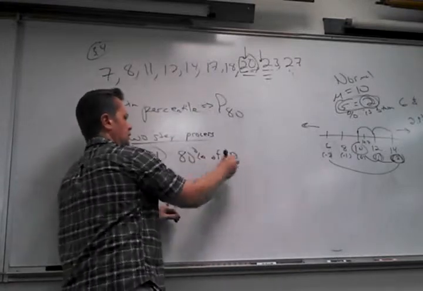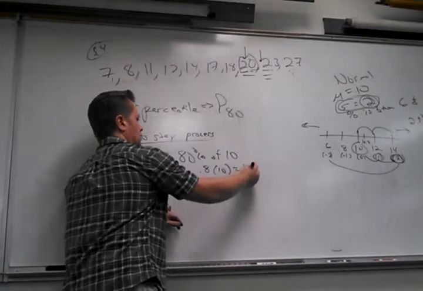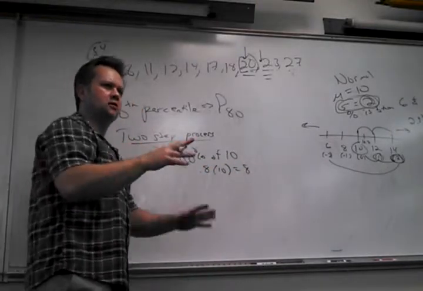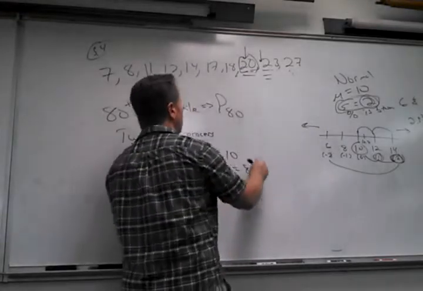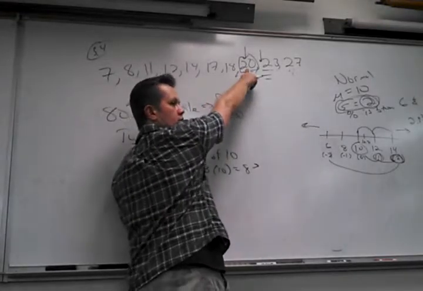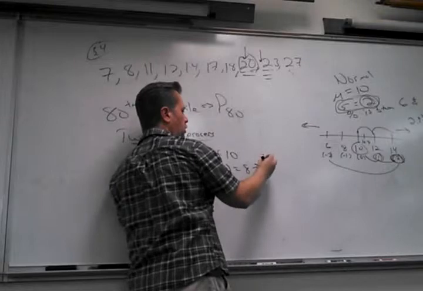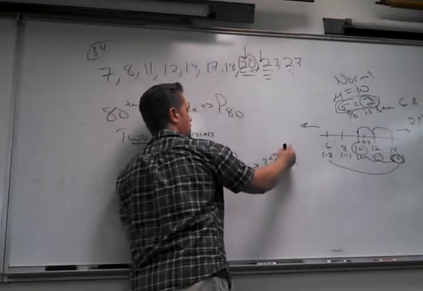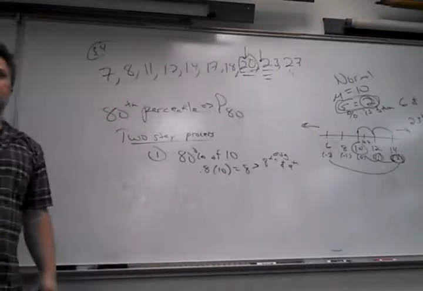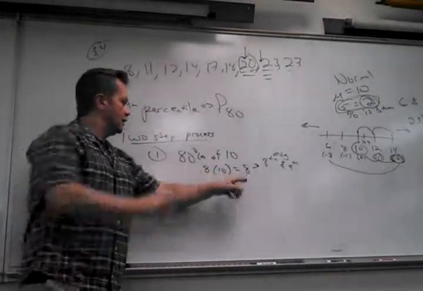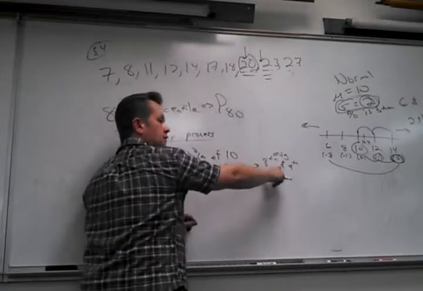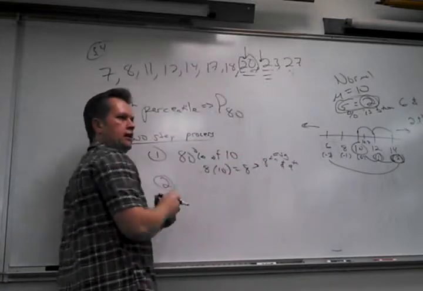So what is 80% of 10? 8. If it comes out to a whole number, you don't take the 8th number. Remember, that was wrong. If it comes out to a whole number, you average that one with the next one. Average the 8th and 9th. First step is, where's the answer? Second step is, go get the answer.